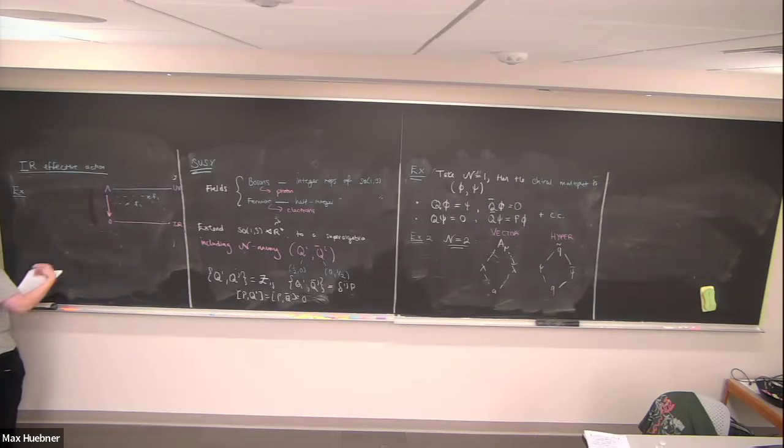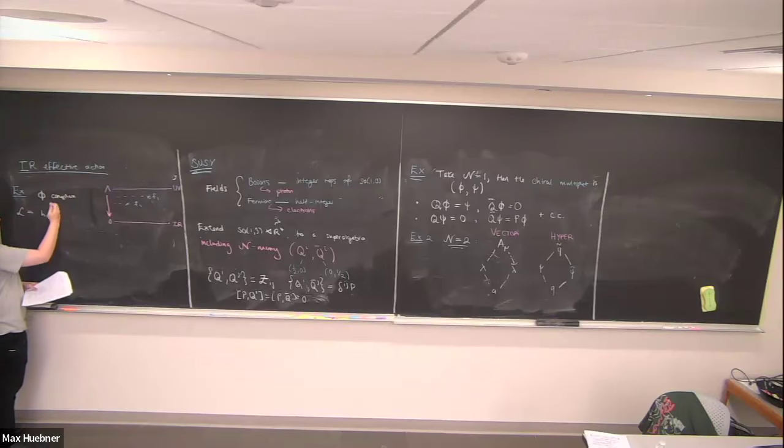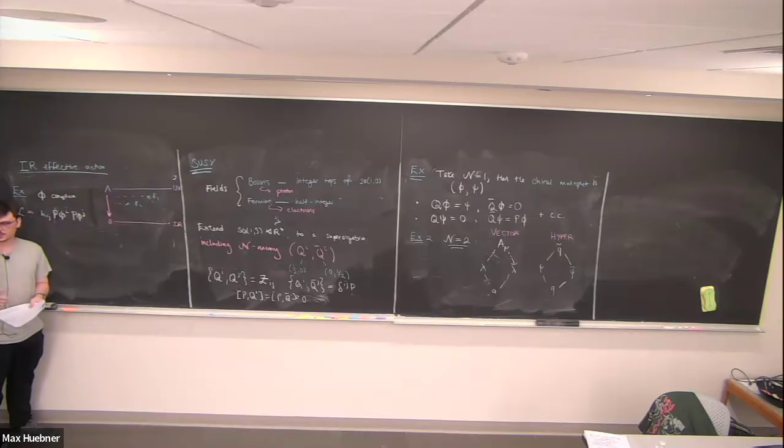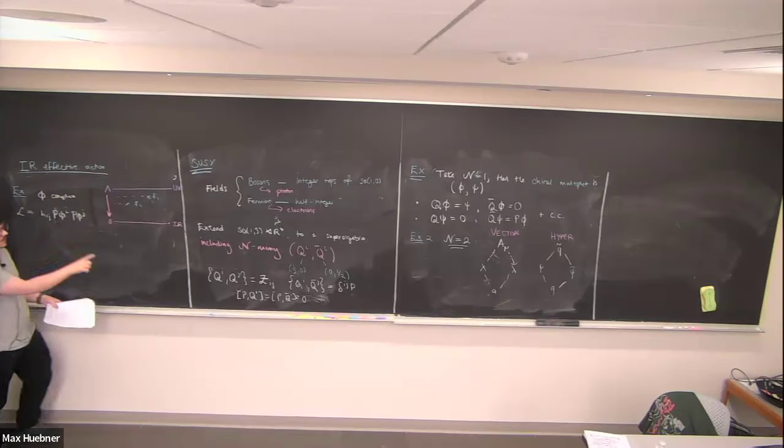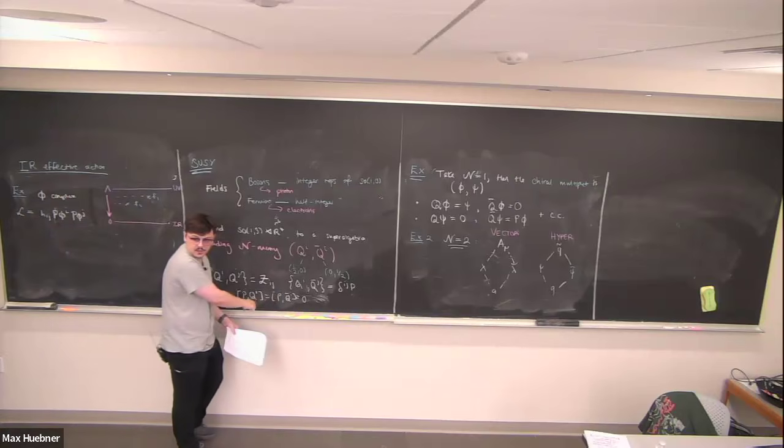So if I want to write an IR-free action for just some scalars, right? I could guess, if I have a complex scalar, the Lagrangian, which kind of looks like this. So H_ij, I'll call this P phi_i, P phi_j. And the reason why I'm calling these P's is because P will act on fields just as the space-time derivative. And I'm just writing it like this so then it's very clear how these things interact with the supercharges.